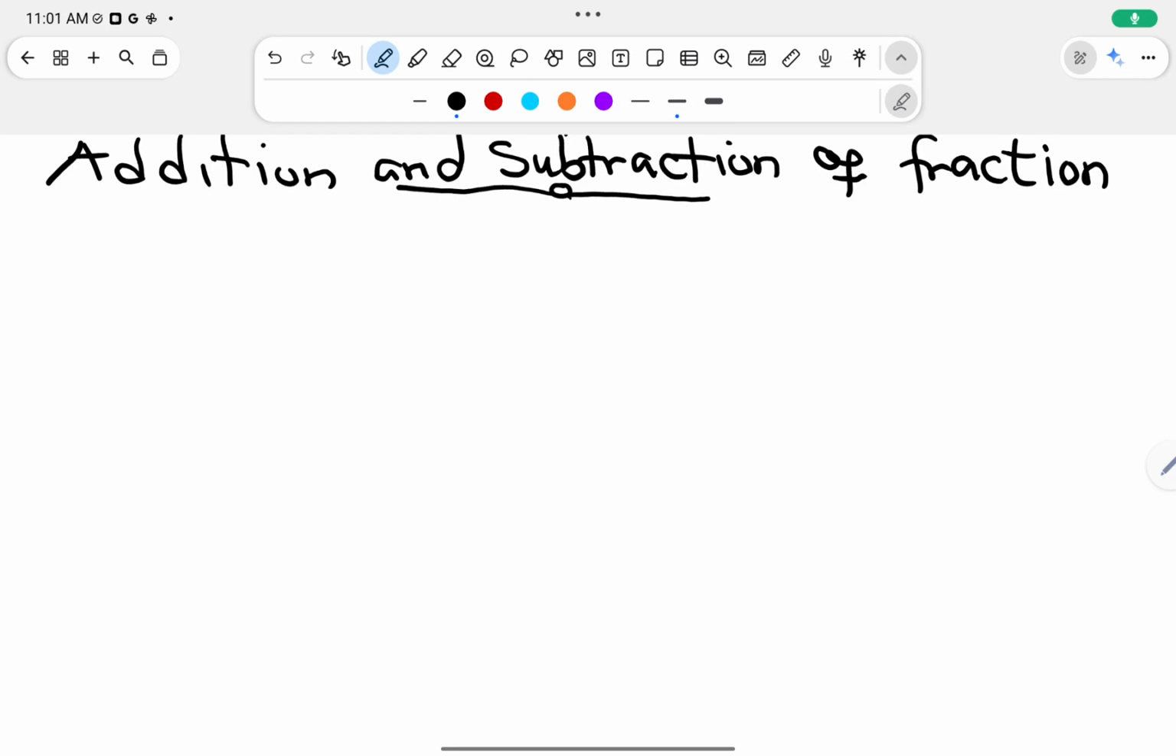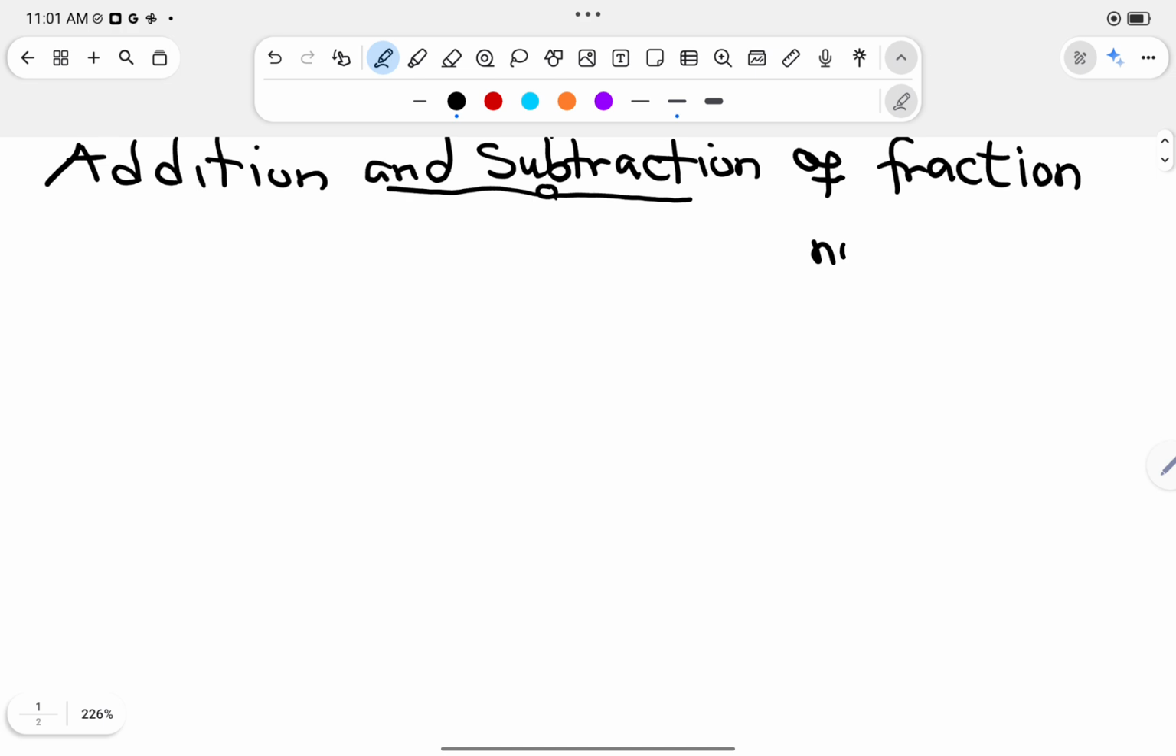Today, our lesson is going to be on addition and subtraction of fractions. The key words for today's lesson are numerator and denominator.